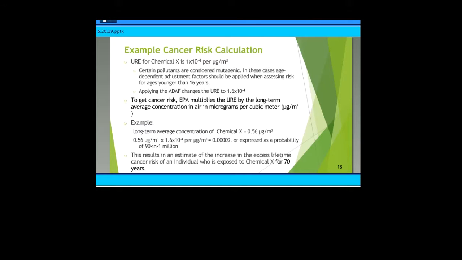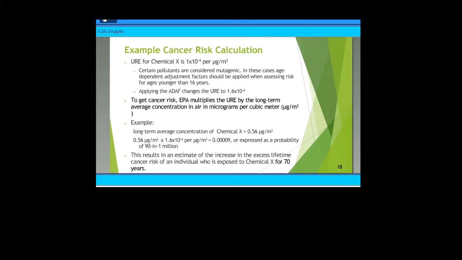Because chemical X is a mutagen, we apply this age-dependent adjustment factor, and so it's not just 1, it's 1.6. So you take 1 times 10 to the minus 4 times 1.6, which equals 1.6 times 10 to the minus 4. So that then becomes the unit risk estimate. And again, we don't do that with all the pollutants, and we don't have a lot of pollutants for which we have these age adjustment factors, but ethylene oxide is one, and so is chemical X.